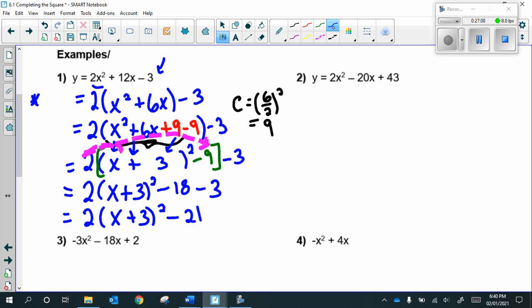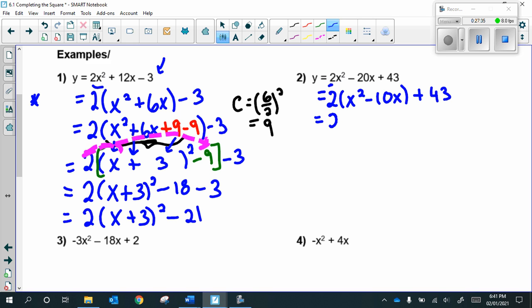We got 2x squared minus 20x plus 43. First step, you're going to common factor the 2 out of the first 2 terms. So take this 2, put it out front, divide each of the first 2 terms by 2. So 2x squared divided by 2 is x squared. Negative 20x divided by 2 is negative 10x. And we still have the plus 43 on the end.